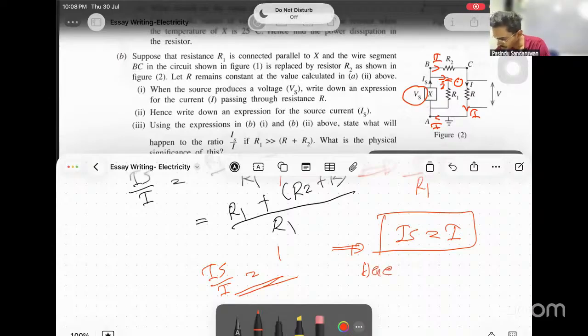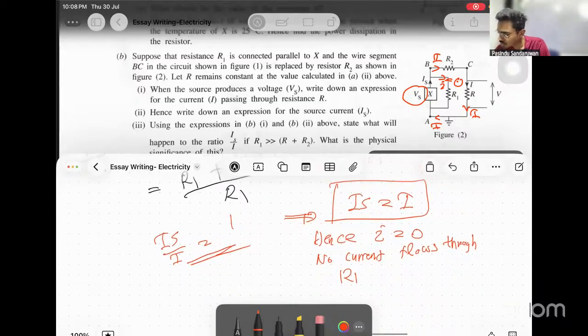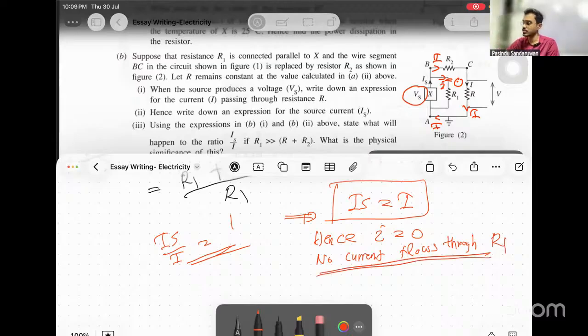Hence, simple I becomes 0. Then physically, if simple I becomes 0, there's no current flowing through R1. Then physically, I equals 0, so no current flows through R1. This is what is happening: no current flows through R1.